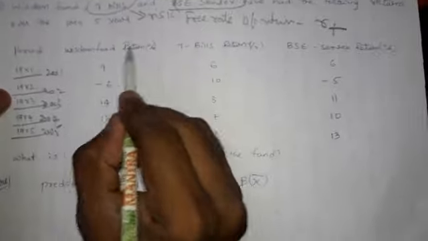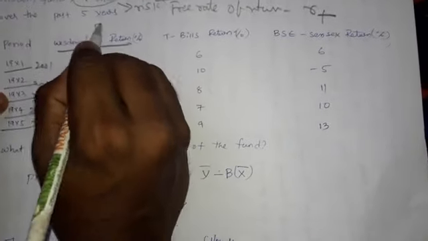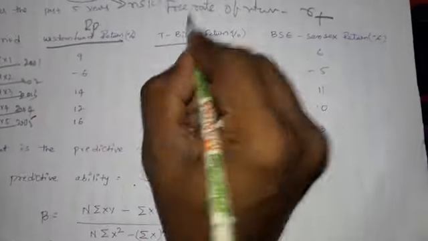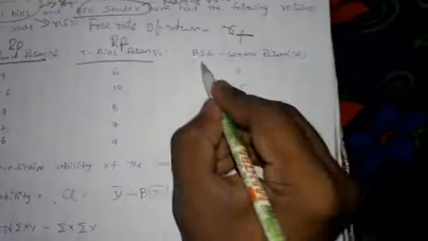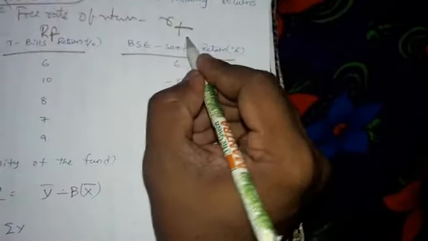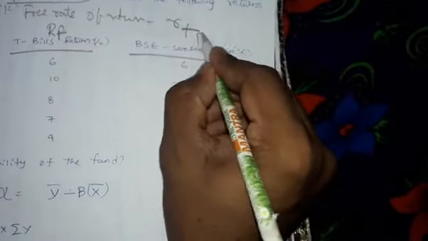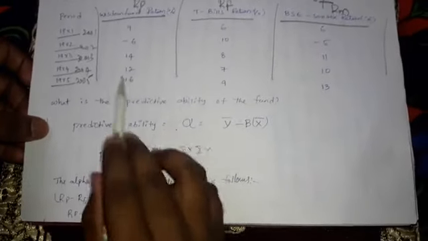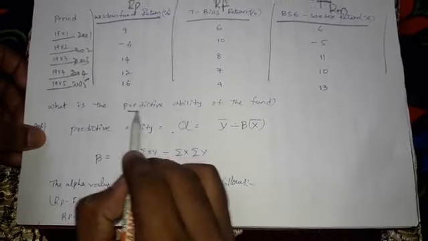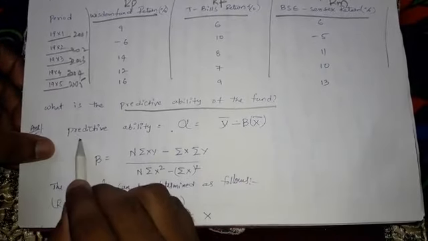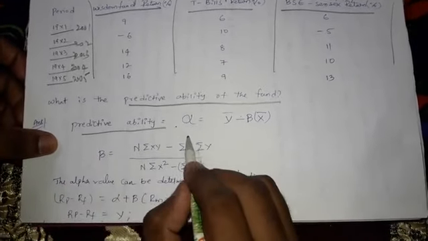So the wisdom fund return is denoted as RP. T-bill is denoted as RF. BSE Sensex is denoted as RM. The corresponding values are given for these years. Based on these values, we need to determine the predictive ability of the fund.